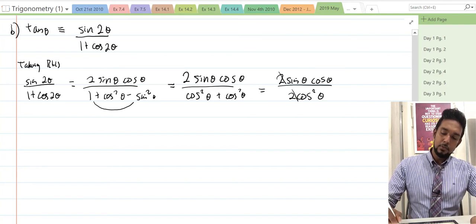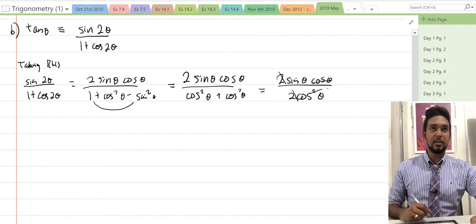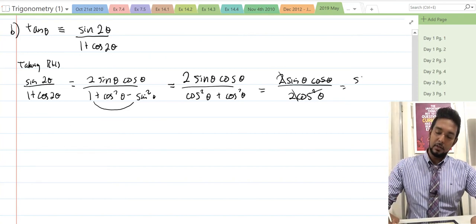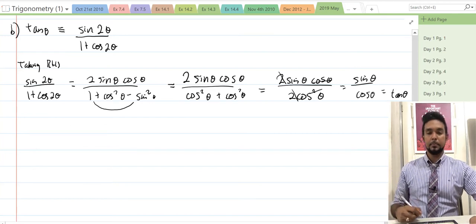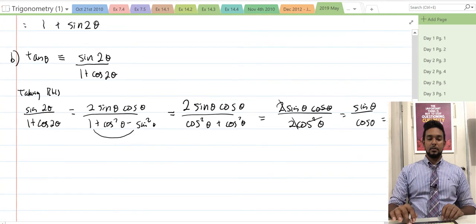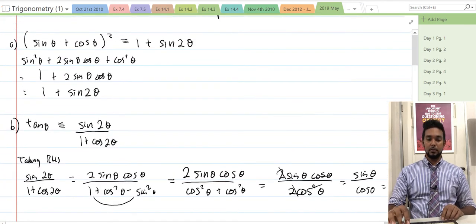2 will cancel with 2. Cos will cancel with cos squared, giving us back cos. And guess what we're left with? Sine theta over cos theta, which is tan theta. All right. Question? No? Okay.